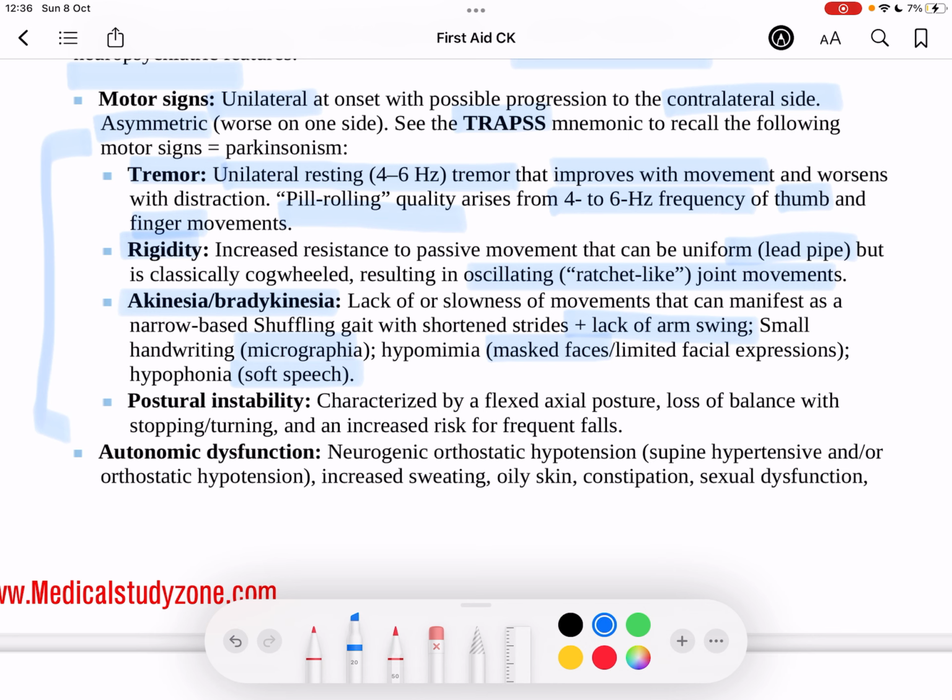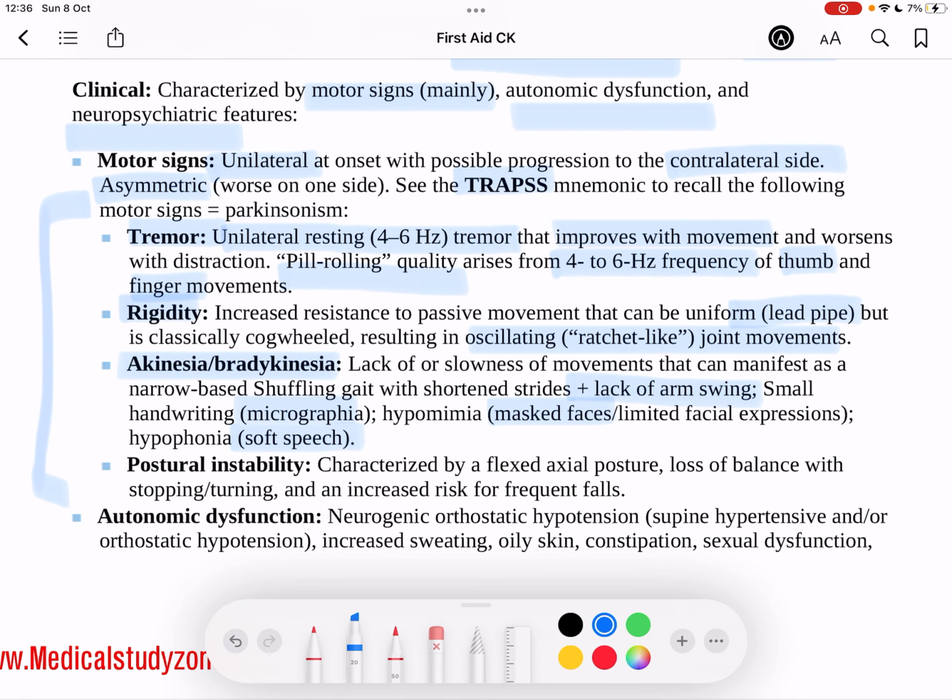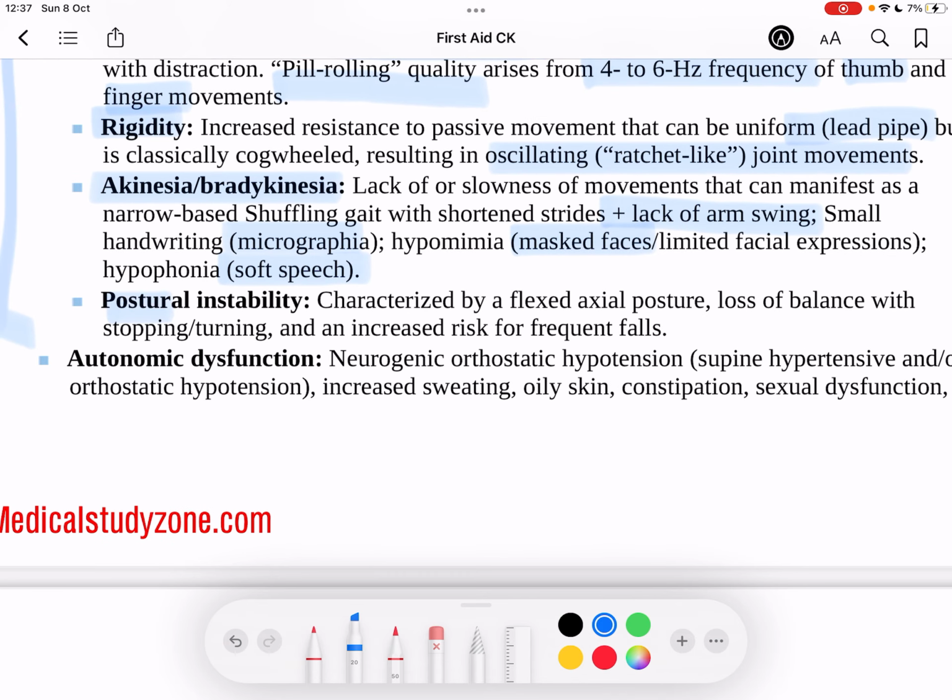And then just in terms of completing the mnemonic, we have tremor, rigidity, akinesia, postural instability, and then we have, I think it's small handwriting, and there's another S. I can't really remember it, but we've covered them. So the final one is the postural instability.